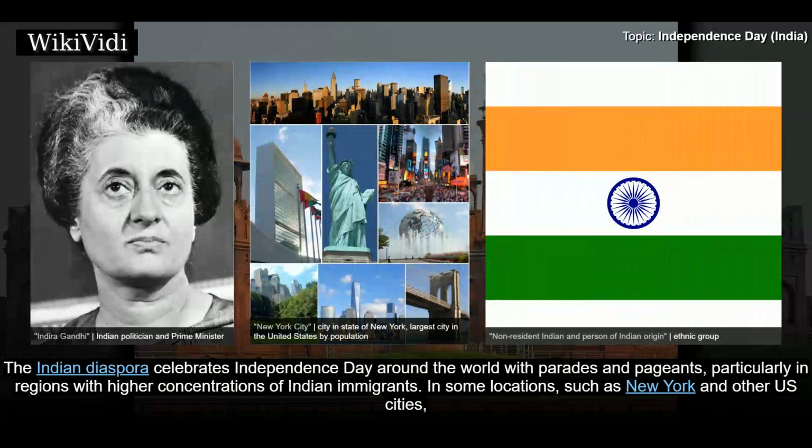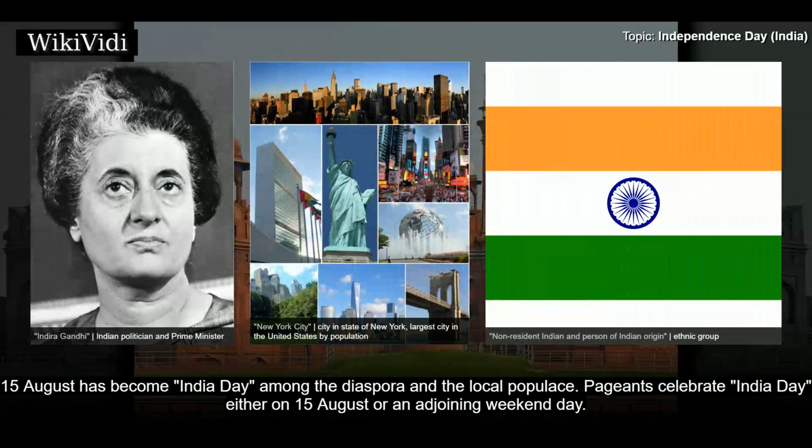The Indian diaspora celebrates Independence Day around the world with parades and pageants, particularly in regions with higher concentrations of Indian immigrants. In some locations, such as New York and other U.S. cities, the 15th of August has become India Day among the diaspora and the local populace. Pageants celebrate India Day either on the 15th of August or an adjoining weekend day.